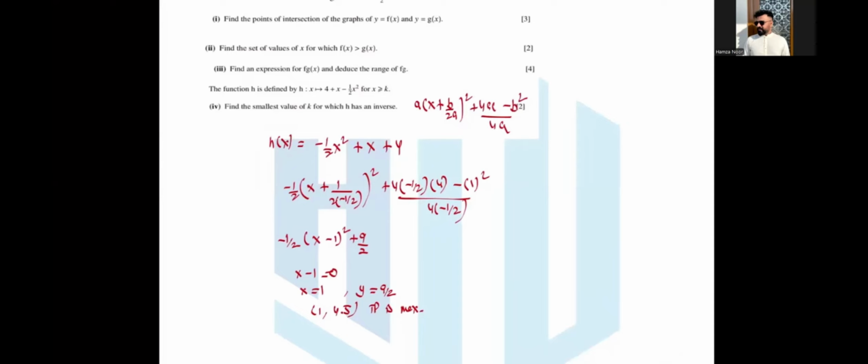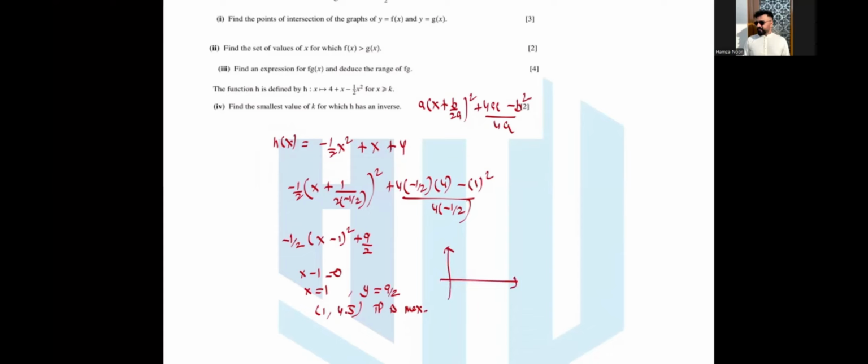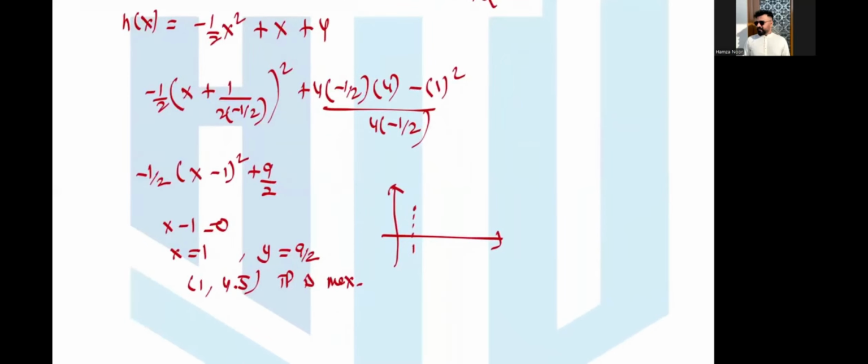So what we can see over here is that the maximum turning point of the quadratic graph is above the x-axis, meaning this is 1 comma 4.5, and the turning point is maximum since the coefficient of x square is minus half. So the domain for this h(x) function is that x is greater than or equal to k. Okay, so the x coordinate of the turning point is 1. So if the domain is that x is greater than or equal to 1, therefore we are going to say that the inverse of this function is possible, and this is a one-to-one function.